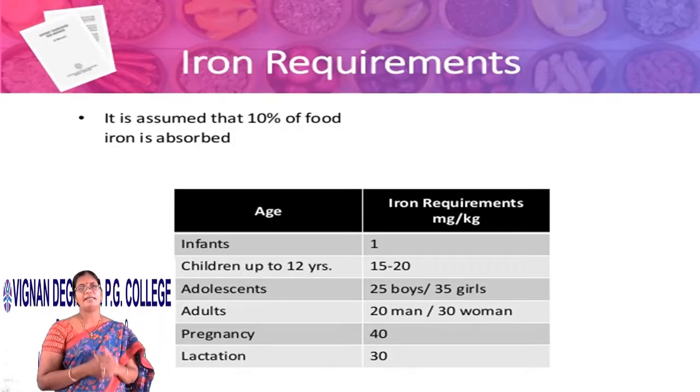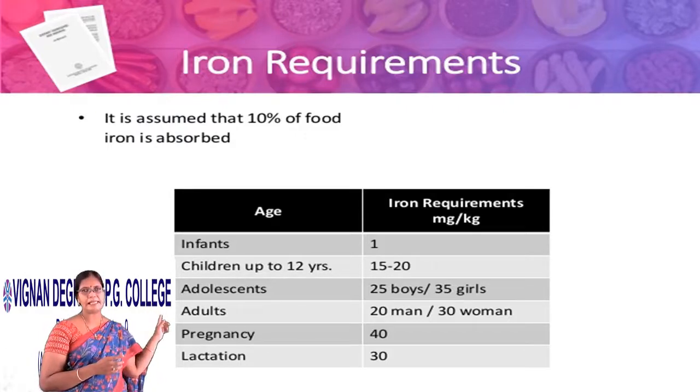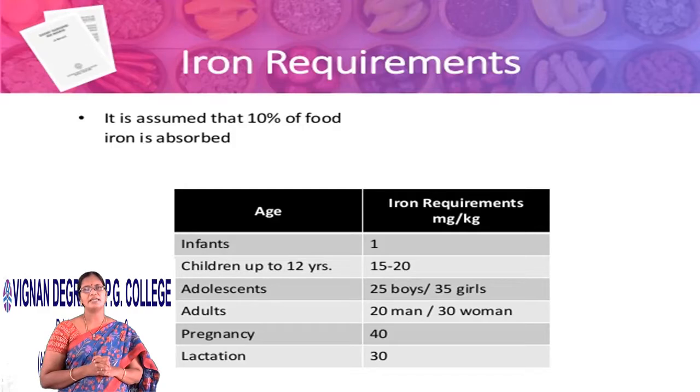In case of infants, 1 milligram per kg body weight is required, and the children require 15 to 20 milligrams per kg body weight. Children up to the age of 12 years require 15 to 20 milligrams per kg body weight. And the adolescents, mainly boys, require 25 milligrams per kg body weight, and girls 35 milligrams per kg body weight. So adolescent males require 25 milligrams per kg body weight, and adolescent females require 35 milligrams per kg body weight.